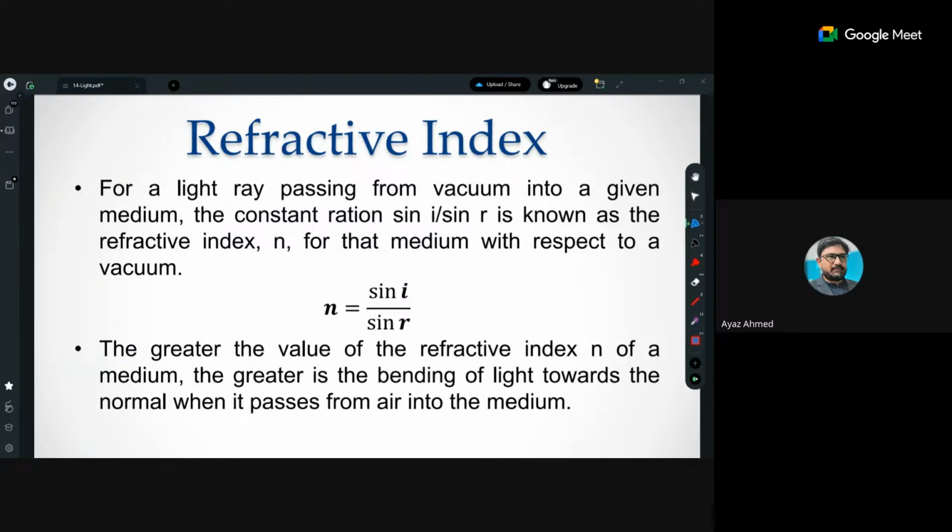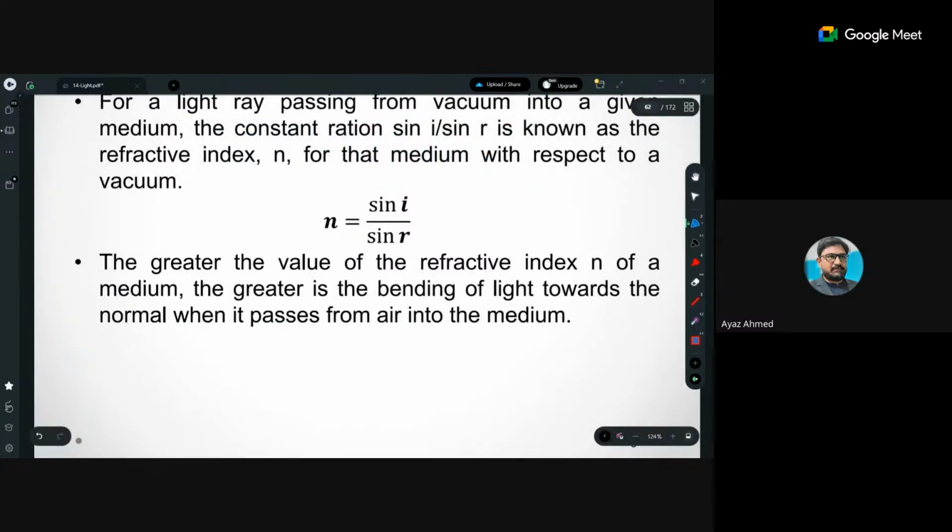So look carefully: refractive index is the ratio of sin i to sin r, known as the refractive index of the medium with respect to the vacuum. And if the value of refractive index is greater, there will be more bending in the light. That is why the refractive index of all the mediums is different.